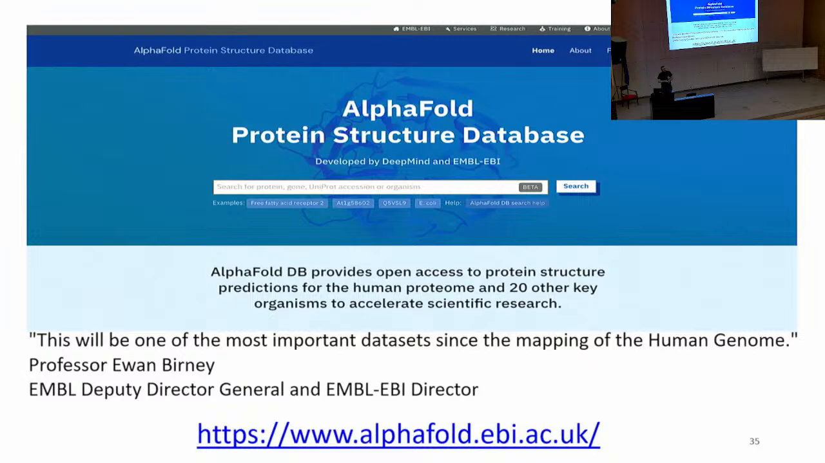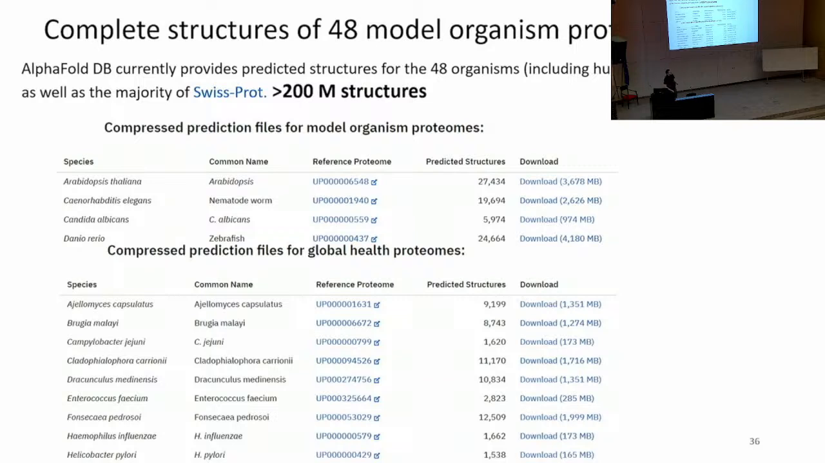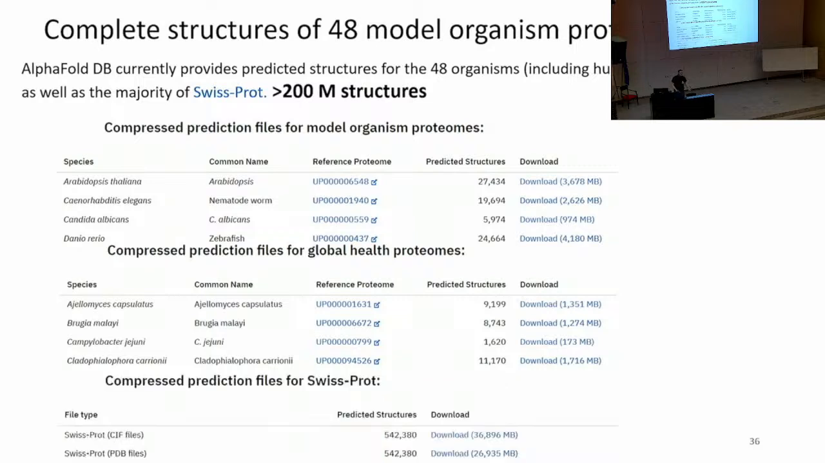And you can find new things and new structures in the AlphaFold database, which is run at the EBI. Basically, what you get there is, first, the model organisms, the global health problems, proteomes, and also the information about Swiss-Prot. So basically you can reach quite easily more than 200 million structures and look at how they look.